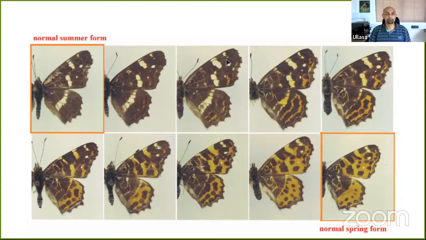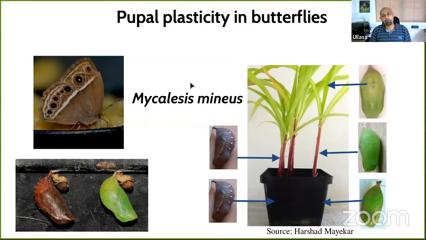So coming towards the end, I'll very quickly go through some of the work we have done in the lab without going into details. One of my PhD students got interested in plasticity in pupal color in this butterfly. In the lab, we found both green and brown. We did some tests and found that this was not because of genetic control. So it seems to be phenotypically plastic.